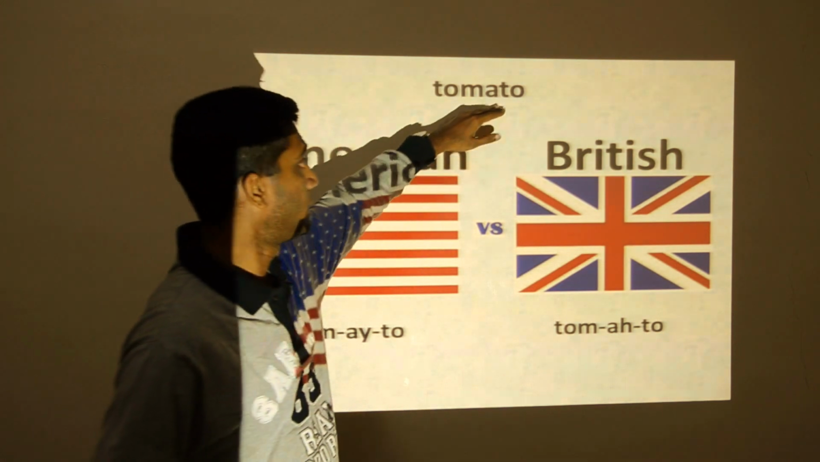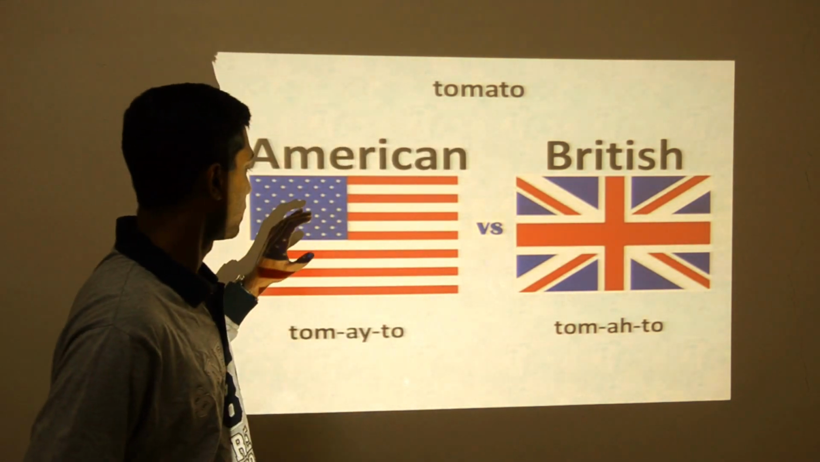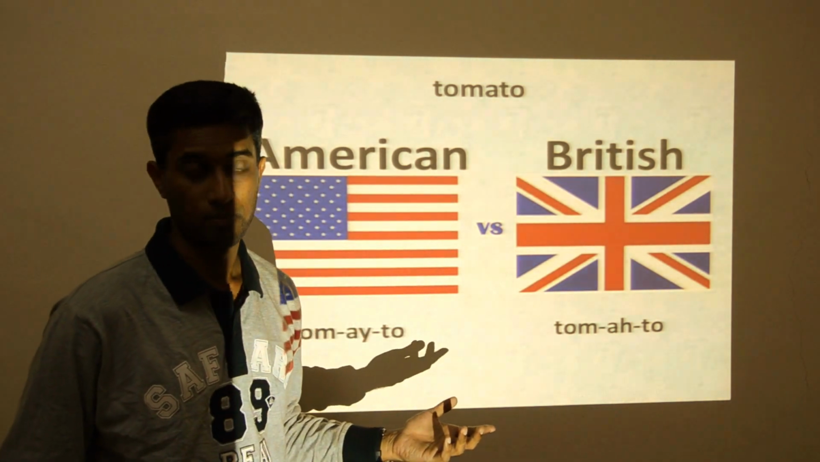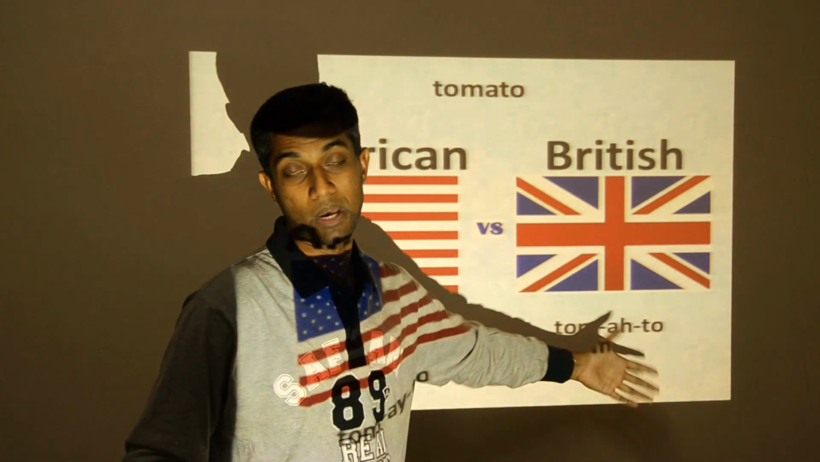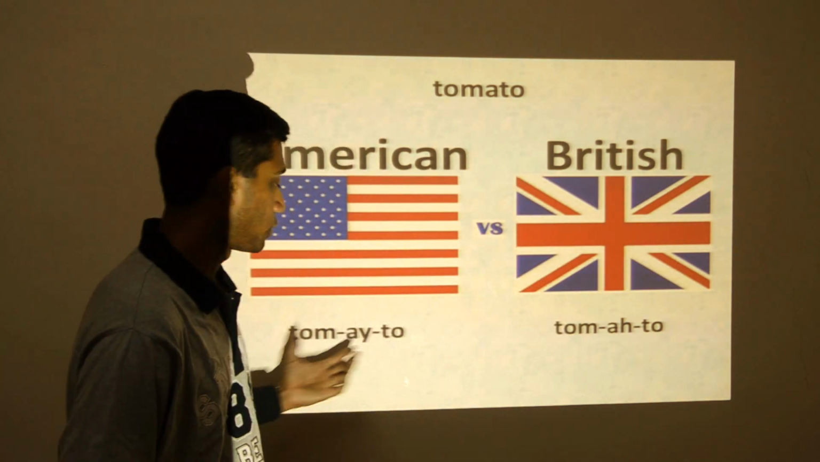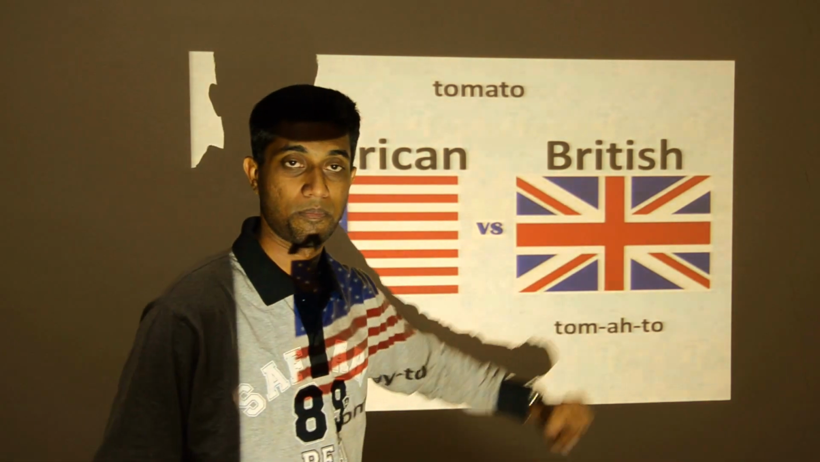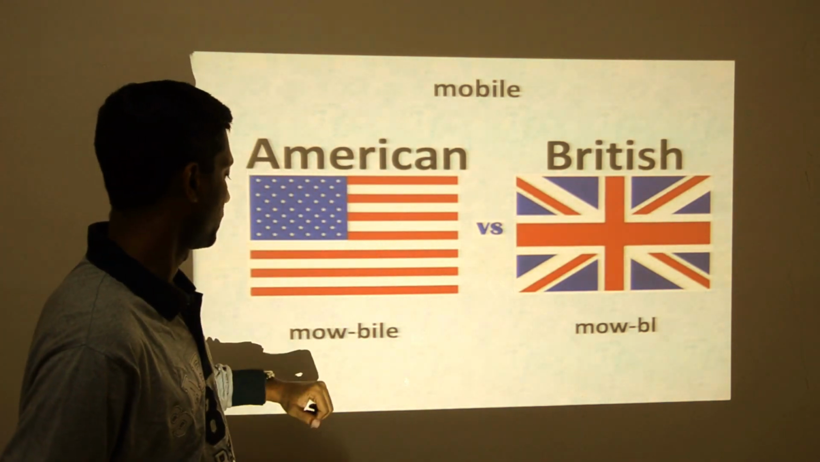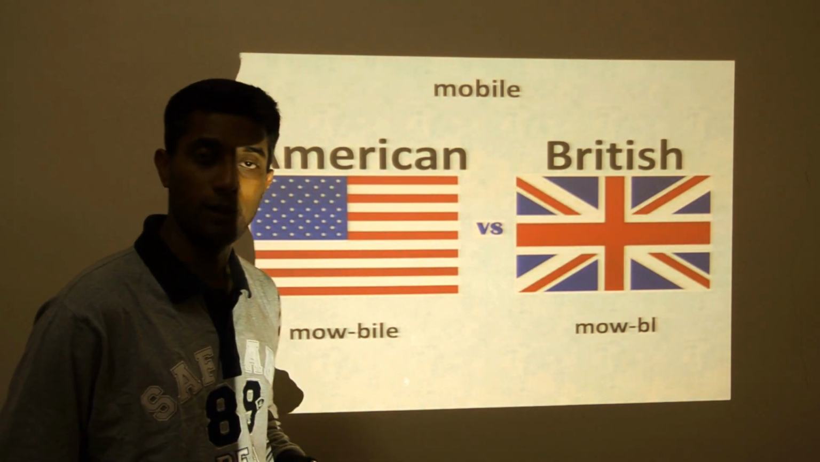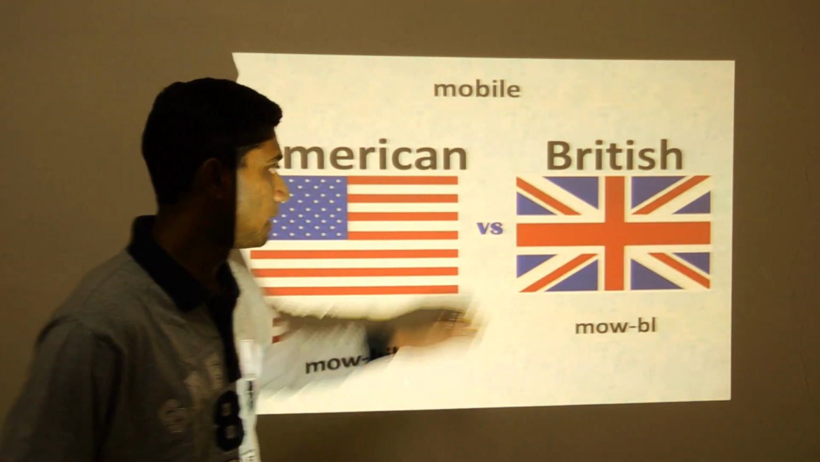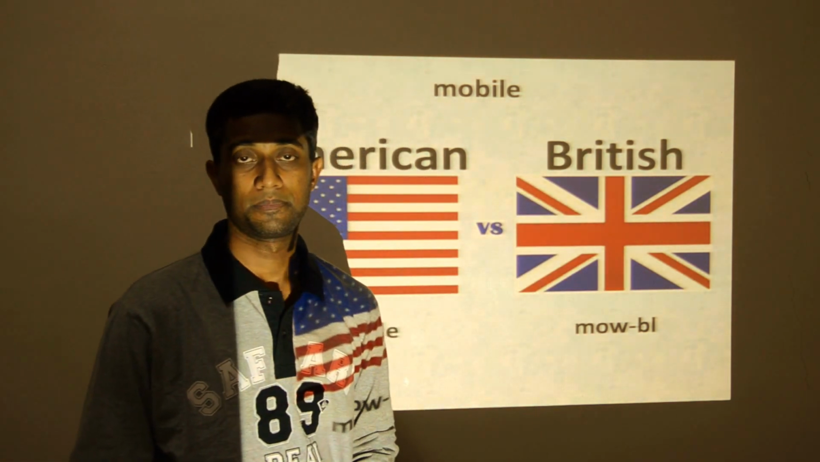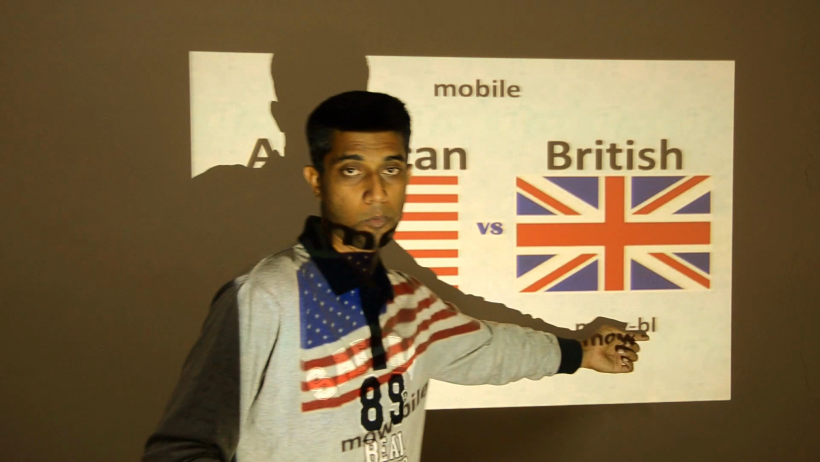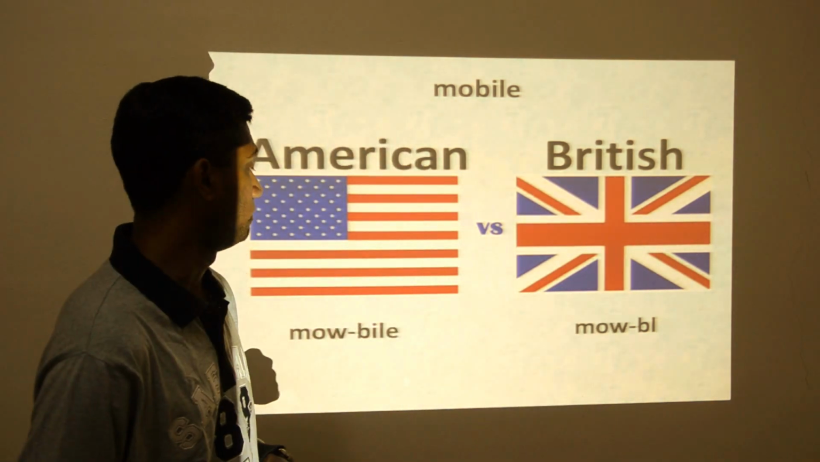Now, look at this word. When you're speaking in an American accent, you say tomato. But in British, it's tomato. And there are a few more. This word, in American, you say mobile. But in British, it's mobile. So that's the difference.